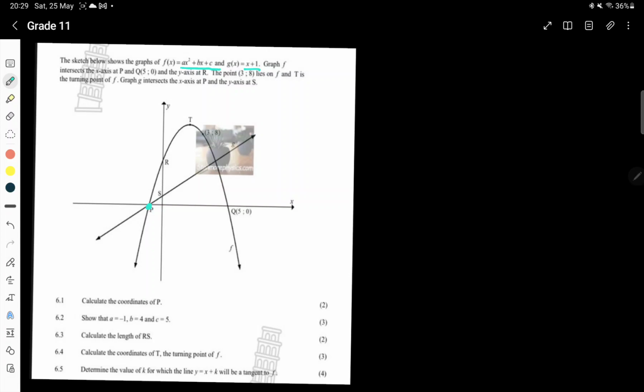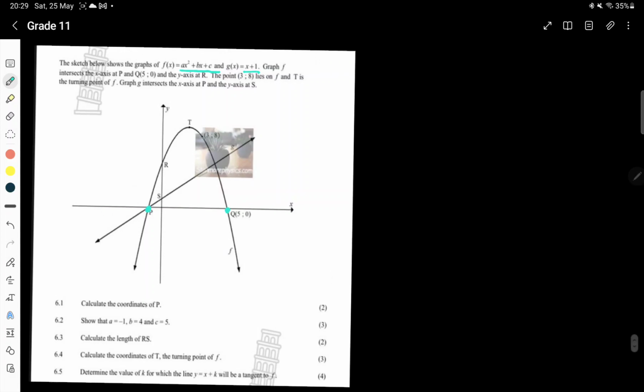And then Q is that value. It's (5, 0). And then you've got another point there, which is (3, 8). Then T is your turning point. So you must be very careful.